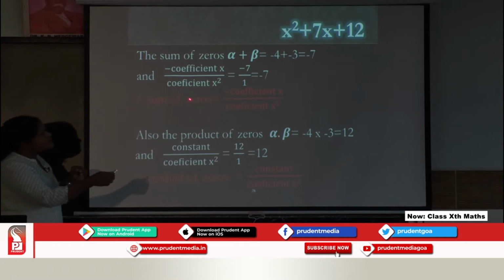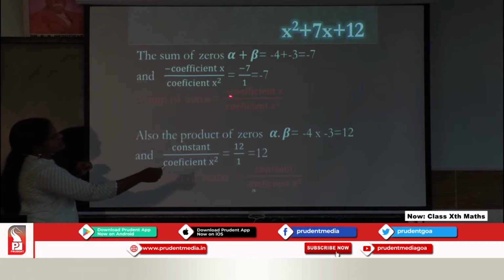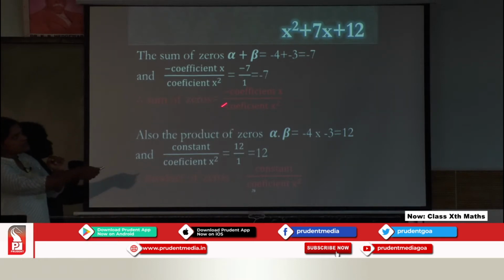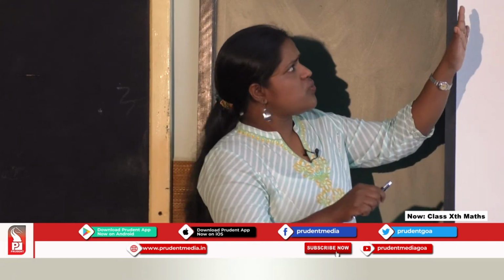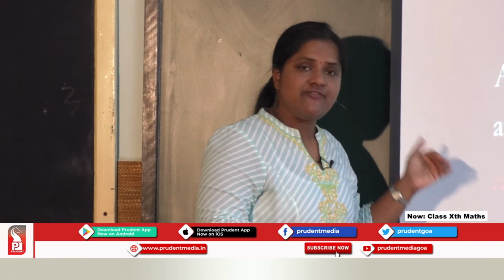Therefore, the sum of zeros is equal to this formula: minus coefficient of x upon coefficient of x square. Because we are getting both the answers correct, that is, the left hand side and right hand side are the same. This was for the sum of zeros. Then we are supposed to verify for the product of zeros.